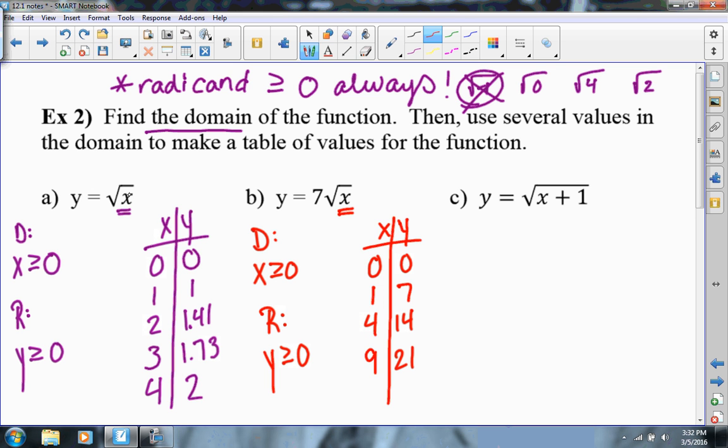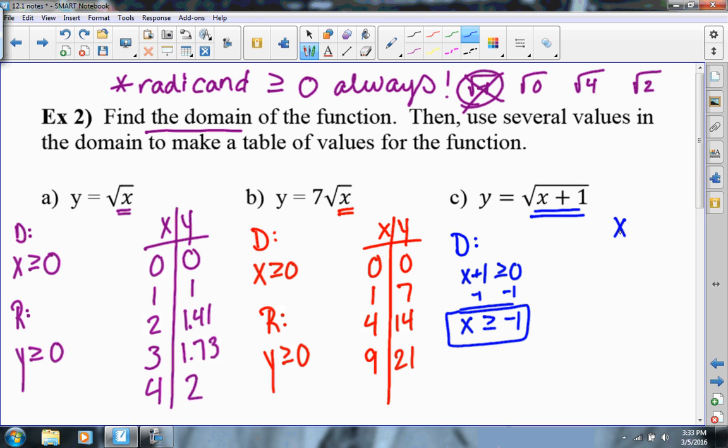But in part C, now we have a little bit more inside our radical. We have a more complicated radicand. We have x plus 1. So again, I'm going to start by finding my domain. To do that, I set the radicand greater than or equal to 0. The radicand this time is x plus 1, and that has to be greater than or equal to 0. Now if I solve this, I'll get x has to be greater than or equal to negative 1. So that is going to be my domain.